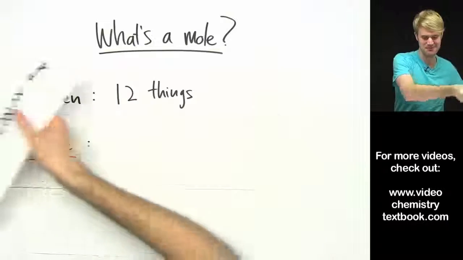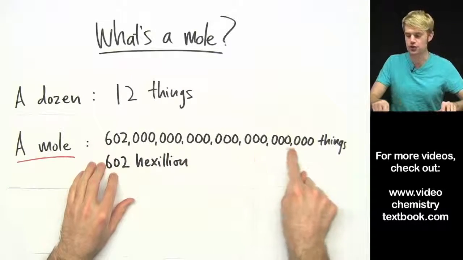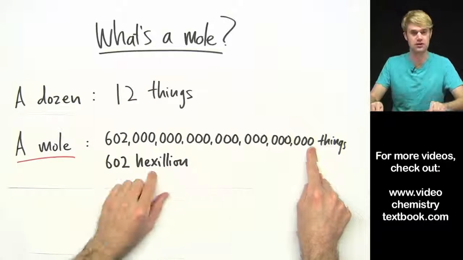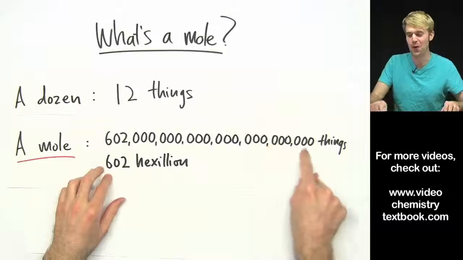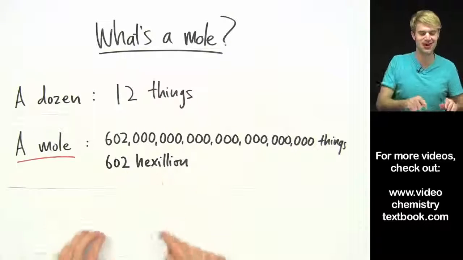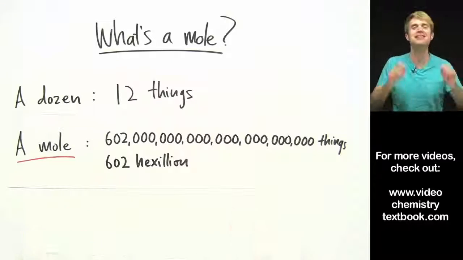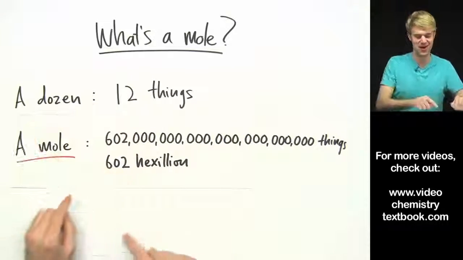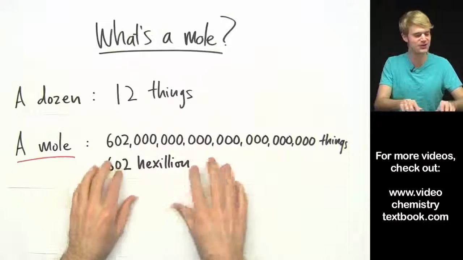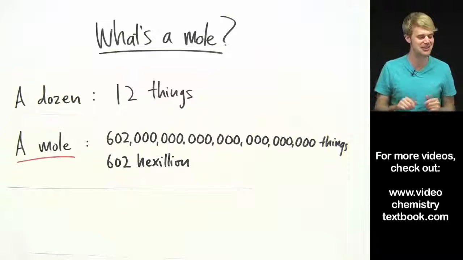12 things in a dozen. In a mole, there are 602 hexillion things. This is 602 followed by 21 zeros. 602 hexillion things. So a mole, like a dozen, is a name for a certain number of things. There are 12 things in a dozen. There are 602 hexillion things in a mole. This is a gigantic number.